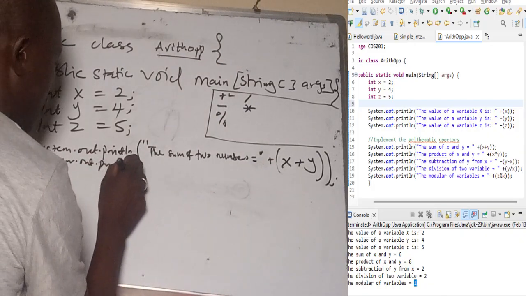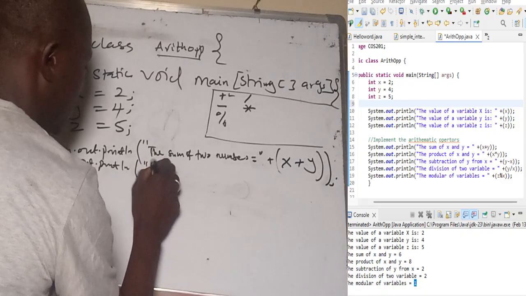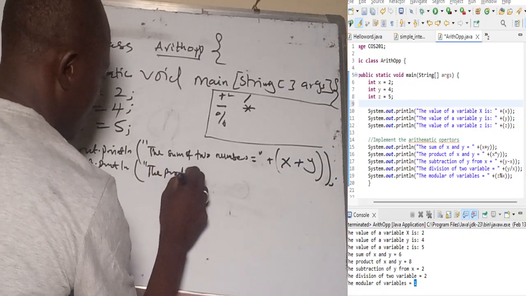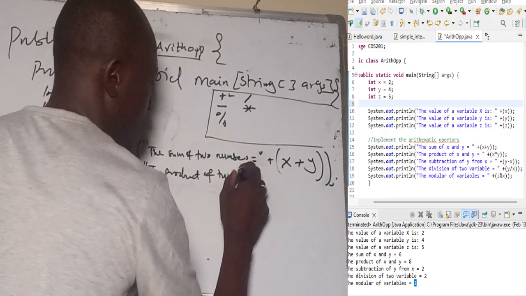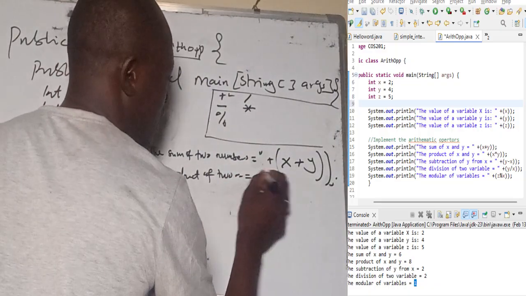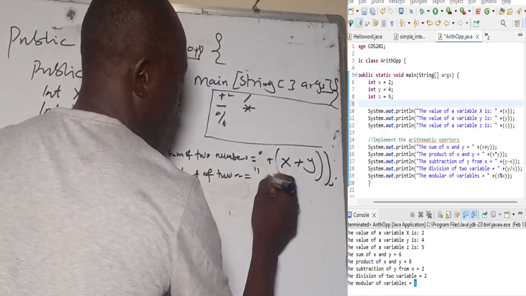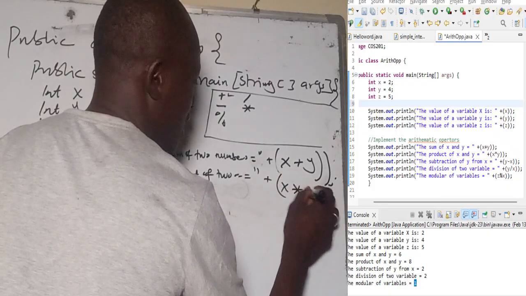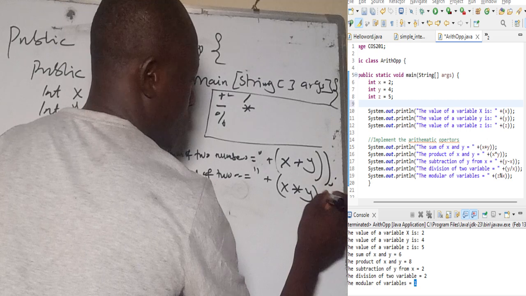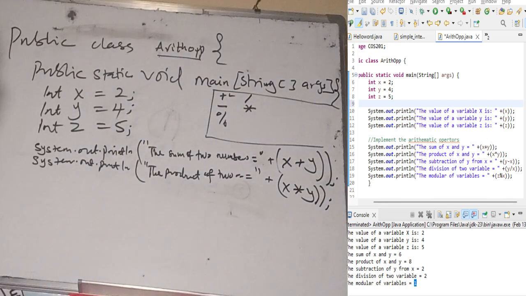system.out.print, next line. So you have the product of two numbers. Let's just have it like this, equals to, we have what again? X multiplied by, that is asterisk, y. So we are done, right?